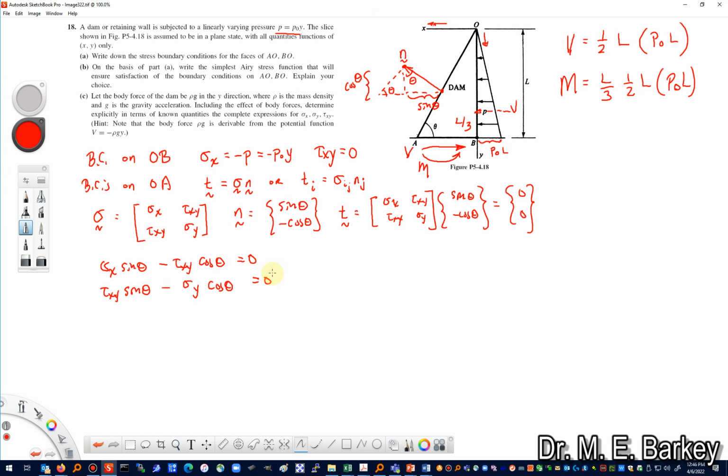Now we can play around with these equations in several different ways, and we're going to go ahead and list them out. I'm not sure at this point which one we'll need. But let's solve for tau xy from both of these. From this equation, it says that tau xy would be equal to sigma x, and then we'd have a sine over cosine. That would be a tangent theta. Now from this other one, we can also solve for tau xy, and that would say that that's equal to sigma y, and then we would have a cosine over sine, so that would be a 1 over tangent theta.